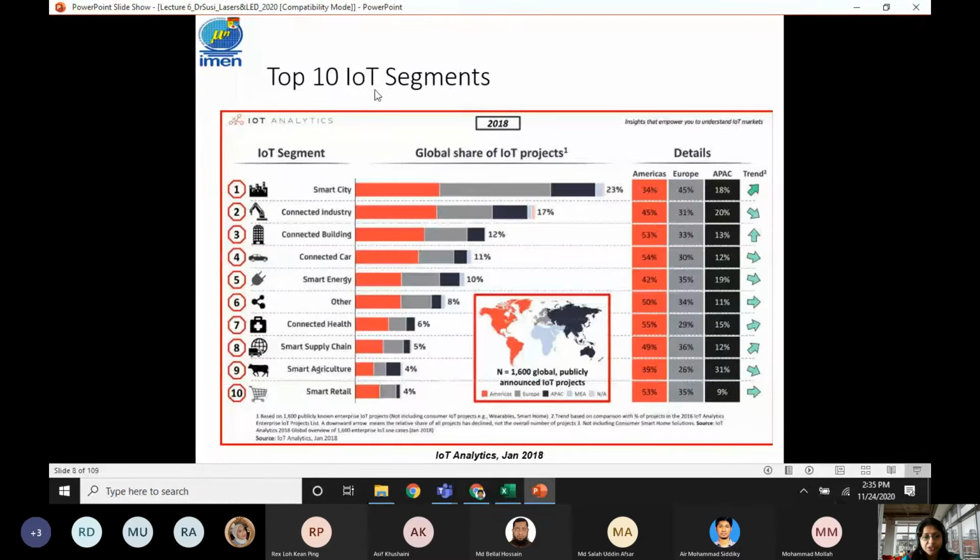Look at the top 10 IoT segments. Basically you have smart city, connected industry, connected building, connected car, smart energy, and others. And in terms of regions, you can see that Americas and Europe, okay, this is prior to the pandemic. So now maybe this percentage may be not valid, right? 2018, right? And you can see that in APAC, the percentages are low, which means that it will pick up very fast from now onwards.